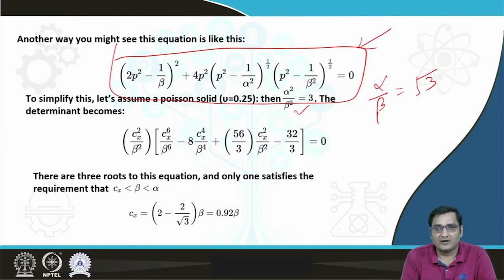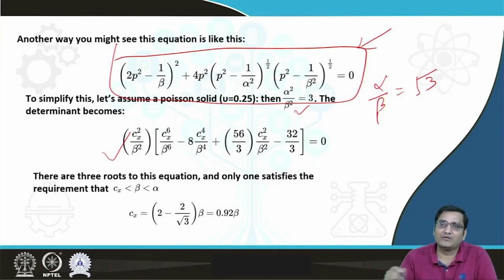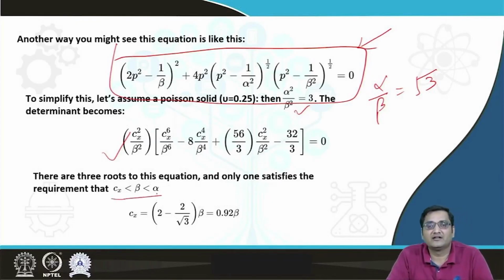When you incorporate that into your Rayleigh function, you get the equation in terms of the horizontal apparent velocity, cx, and beta. This is the final equation, and you can see it is a cubic in cx square. When you take the roots of this equation, only one root will satisfy your criteria: cx should be less than beta, and beta should be less than alpha.